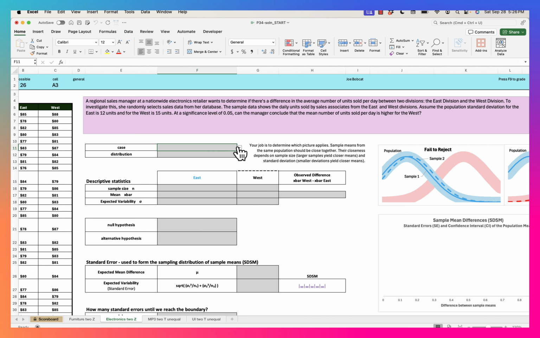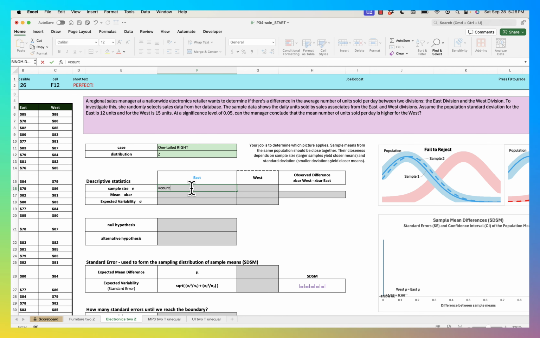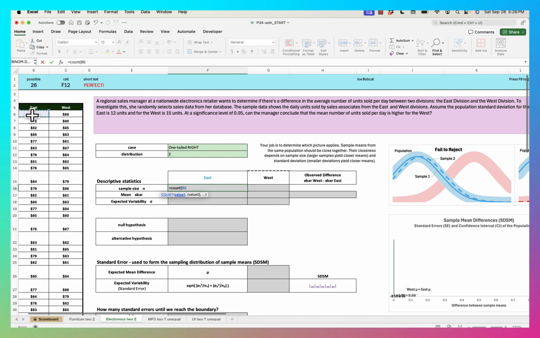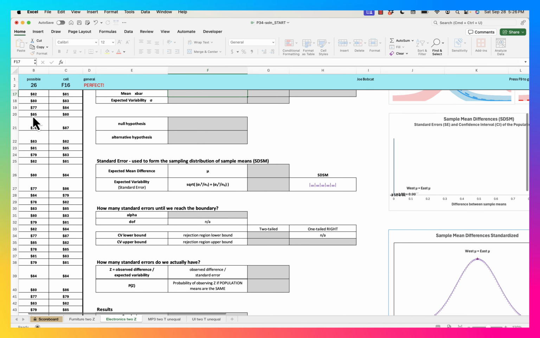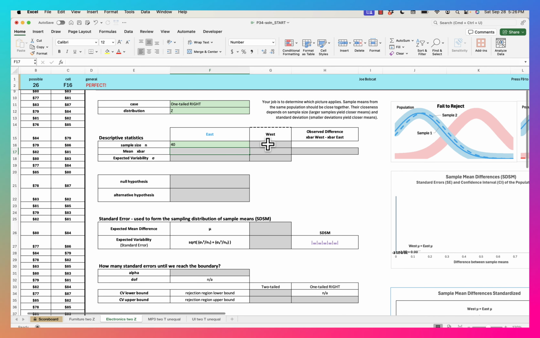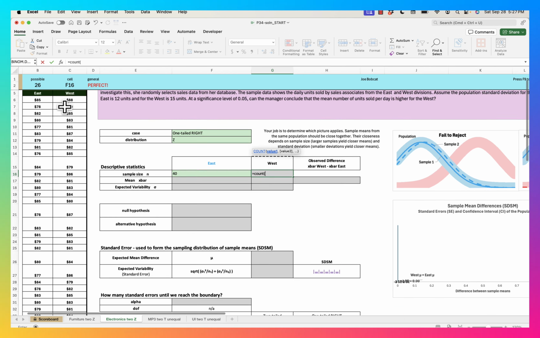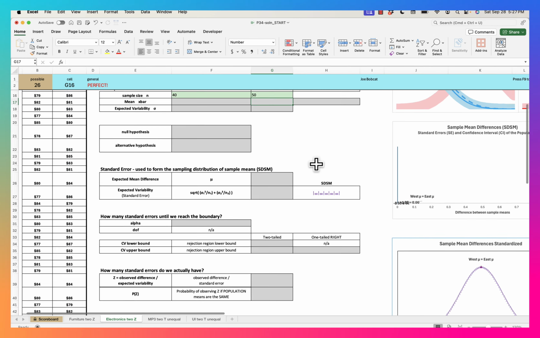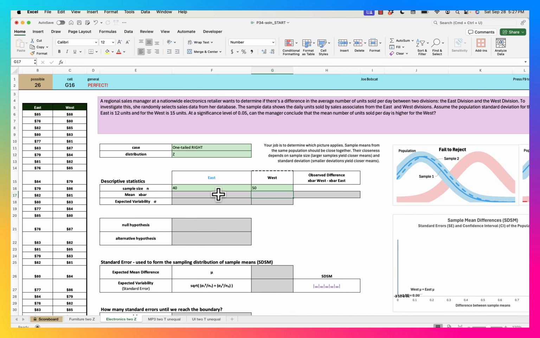Okay, so higher than is going to be one tail right. Distribution is Z because we have the population standard deviation. Sample size in both cases is given by count. So 40 in the East and 50 in the West.